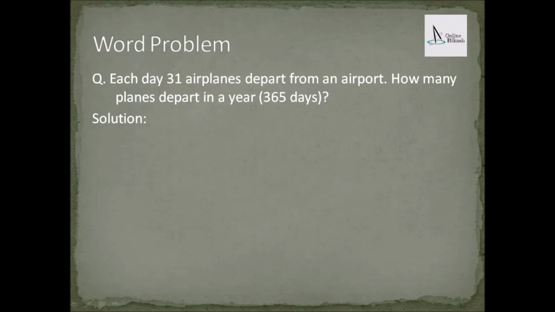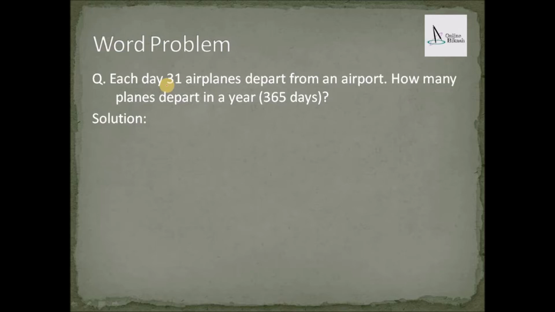If in one day 31 airplanes depart from that airport, then definitely on the second day another 31 airplanes depart from that airport, and so on. In a whole year, that means in 365 days, every day 31 airplanes depart. So on the first day 31 airplanes depart, on the second day 31, on the third day 31, and so on till 365 days. Every day 31 planes are departing from that airport.